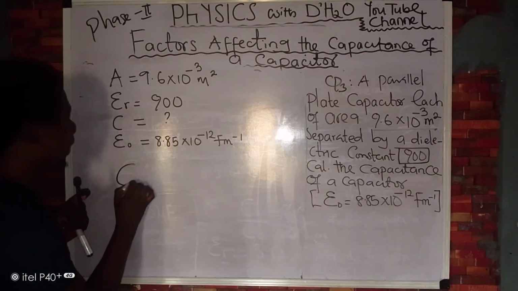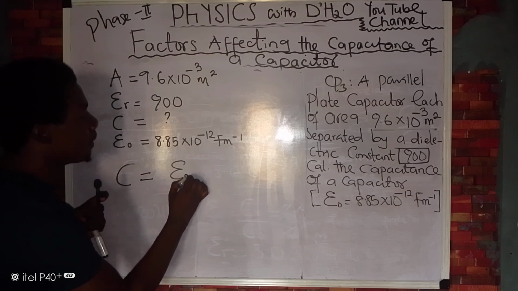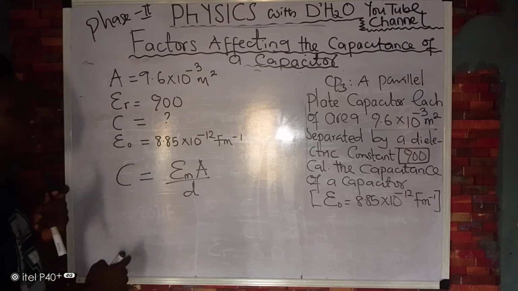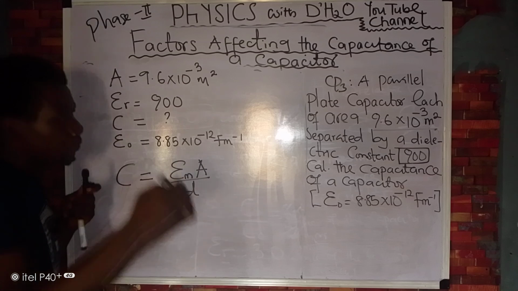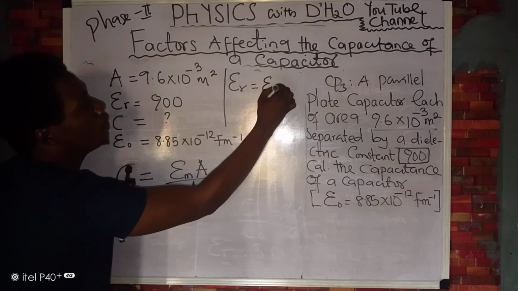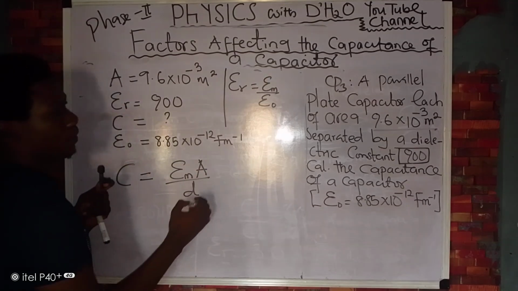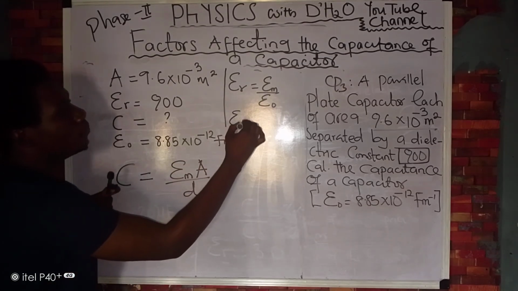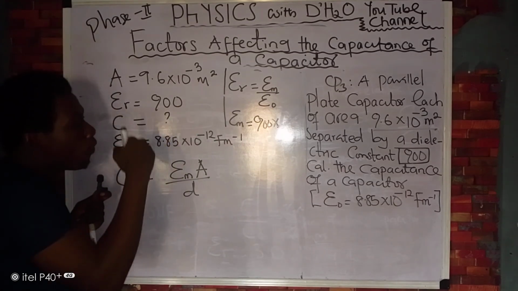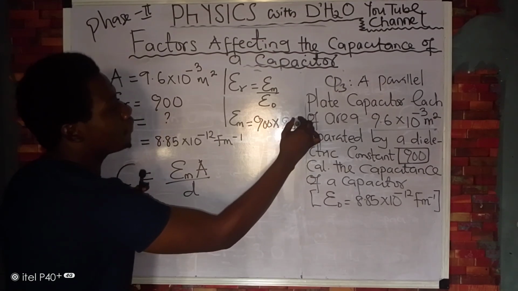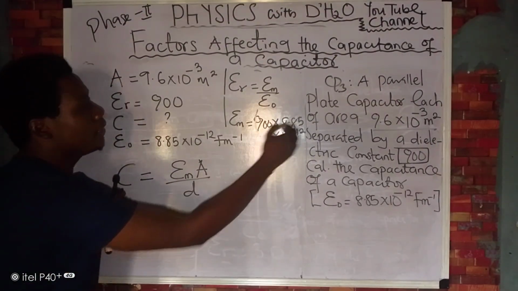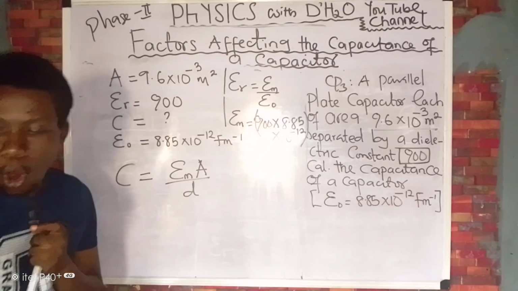Therefore, the capacitance of the capacitor in a medium is the permittivity of the medium times A over D. The question is, how do we get the permittivity of the medium? Very easy. Relative permittivity is the permittivity of the medium over the permittivity of free space. So the permittivity of the medium is the relative permittivity, which is 900, times the permittivity of free space, which is 8.85 times 10 raised to the power of minus 12. So this is the permittivity of the medium.